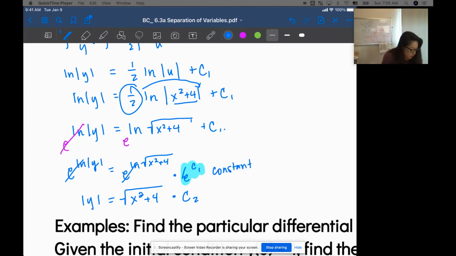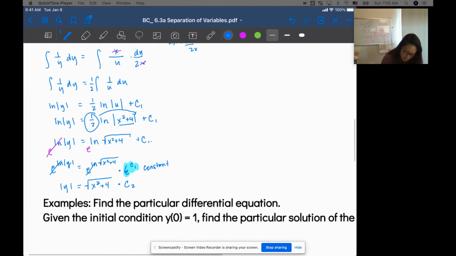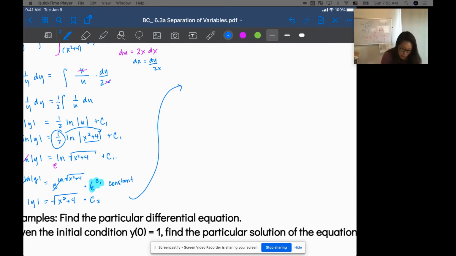Okay, so our next step is to isolate, just keep isolating. I want to drop the absolute value sign. Remember, if you drop the absolute value signs, what you end up with is a plus or a minus. So I get a plus or minus c2 times the square root of x squared plus 4. And actually, the plus or minus doesn't matter, because c2 is a constant, and the sign will present itself when we solve using the initial condition.